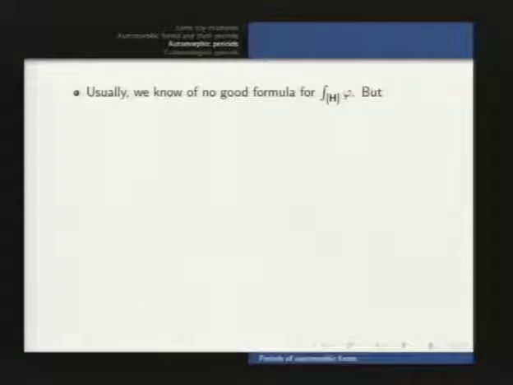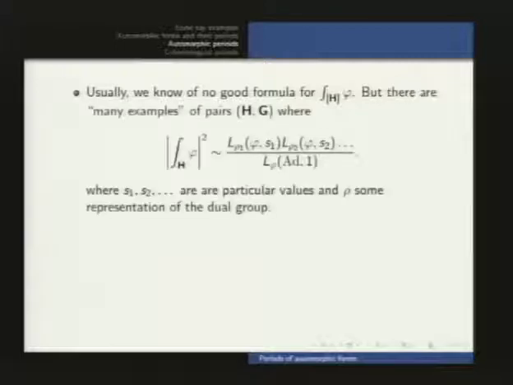The first thing I want to say, just to remind you, is you take a form on the space for G and you integrate it over a subgroup H. Usually, if you just pick a group and some random subgroup H, we don't know of, and probably there isn't any kind of formula. But in a very large class of cases, there is. We'll come to trying to clarify what that class is. But there are certainly many examples. There are many, many examples in the literature of formulas like the following.